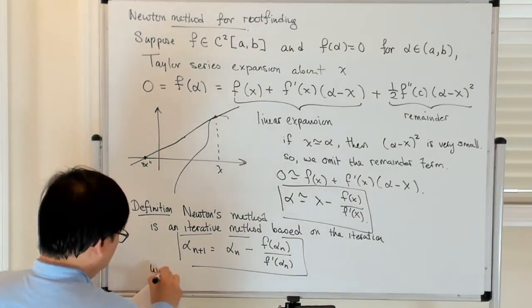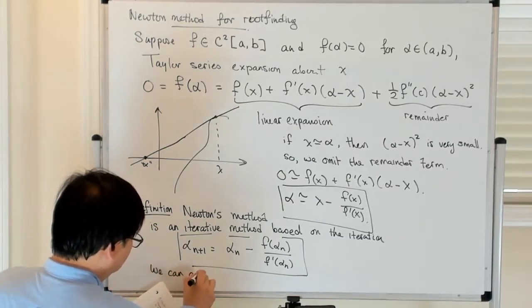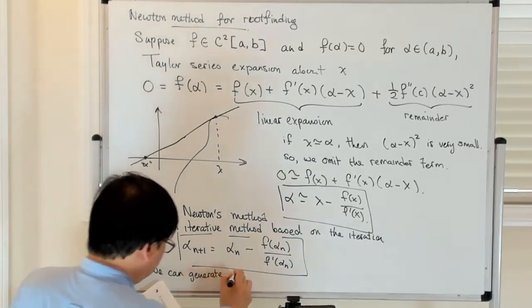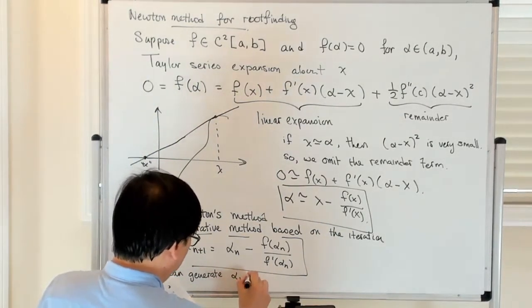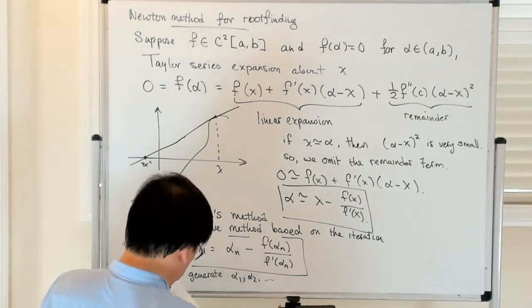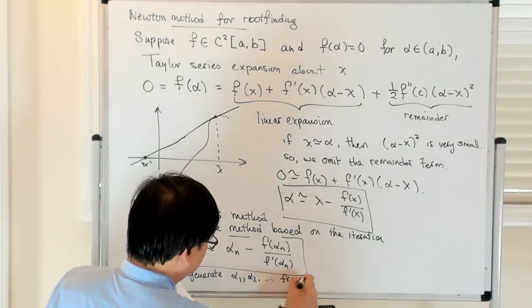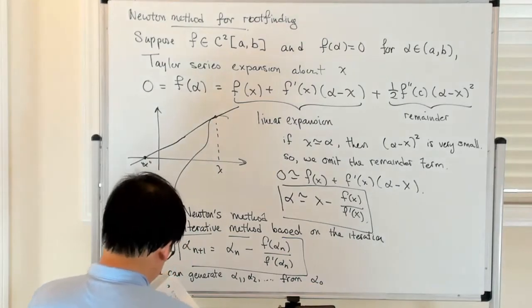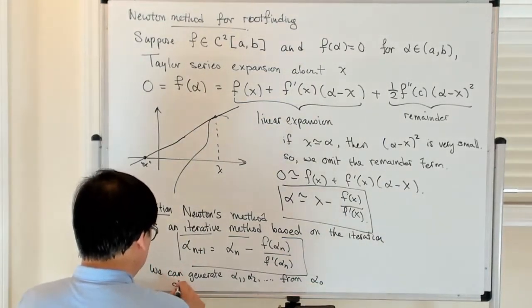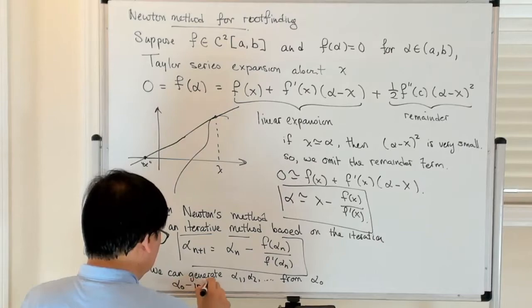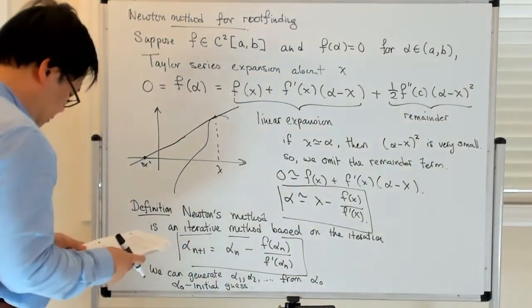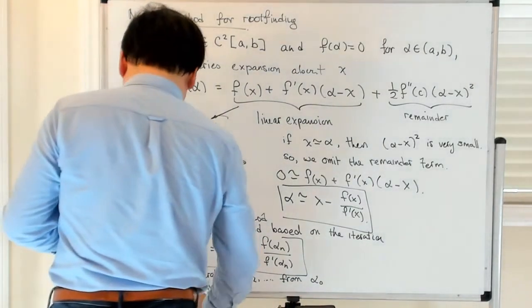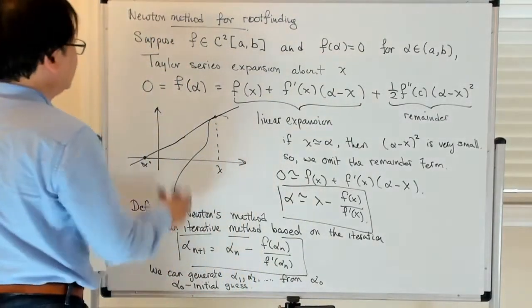So we can generate a sequence of iterates, alpha 1, alpha 2, and so on, from some initial guess, alpha 0, and alpha 0 is your initial guess. All right. So let's look at an example of this.